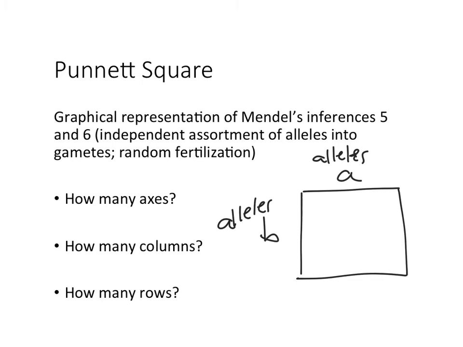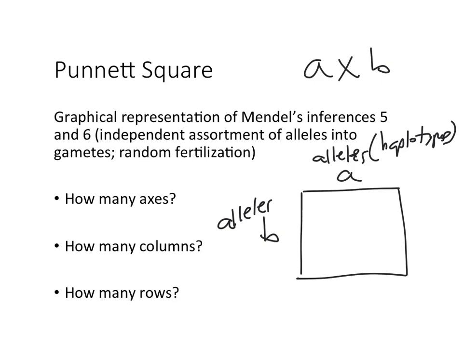How many parents are there in this cross? 2. What are their names? A and B. Right? You write the haplotypes of the gametes of one parent on one axis, and you write the haplotypes of parent B down the side, and then you make all the possible combinations. That's what this is a representation of.